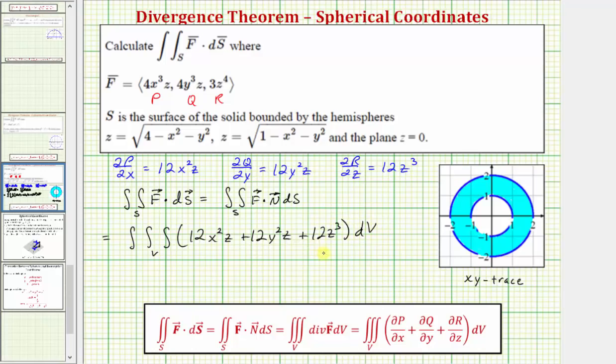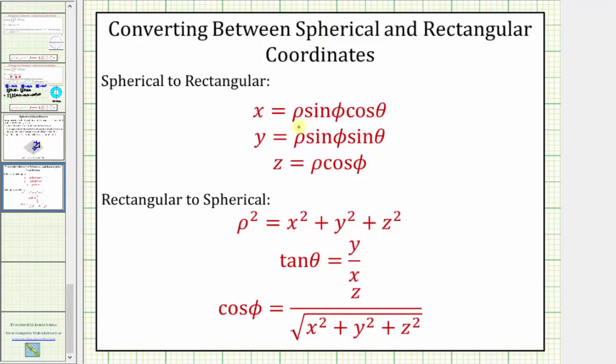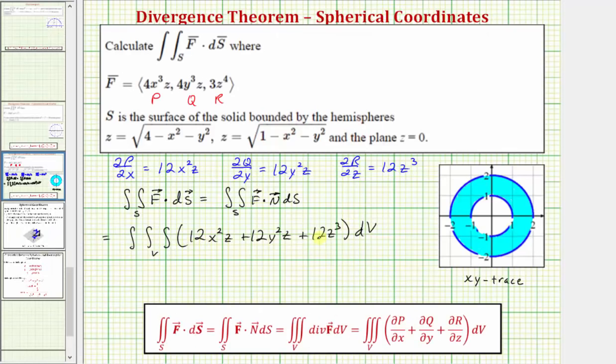dV. And now from here, because the solid region V is bounded by two hemispheres, we'll use spherical coordinates to evaluate this triple integral. Where for a quick review, in spherical coordinates x equals rho sine phi cosine theta, y equals rho sine phi sine theta, and z equals rho cosine phi. And x squared plus y squared plus z squared equals rho squared. So looking at this integrand function here, notice how if we factored out 12z, we'd have 12z times the quantity x squared plus y squared plus z squared, which means in spherical coordinates we would have the triple integral.